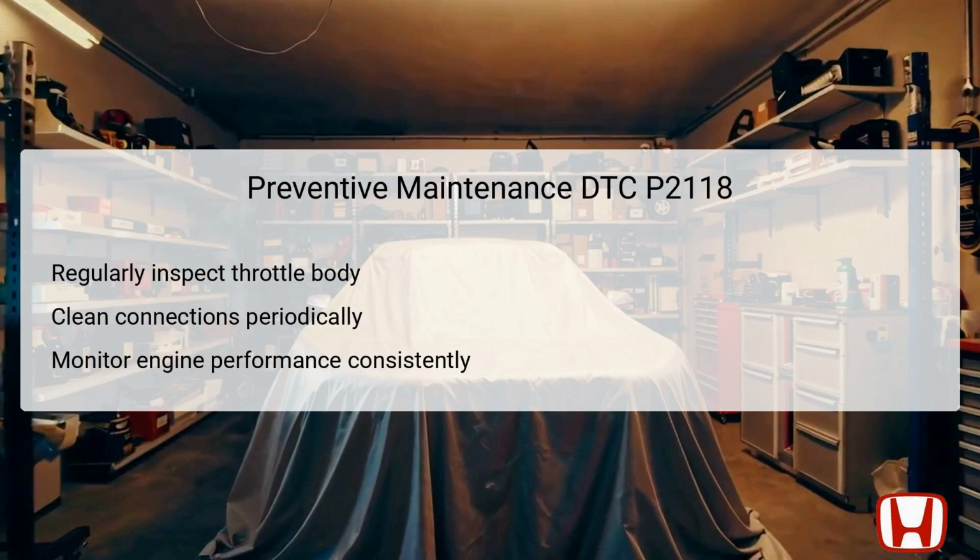Though not specifically mentioned in the immediate diagnostic material, preventive maintenance plays a crucial role in averting future occurrences of DTC P2118. Regular inspections of the throttle body can help prevent the buildup of deposits that could impede its performance. Cleaning electrical connections periodically ensures that good conductivity is maintained, reducing the likelihood of electrical faults arising in the future.